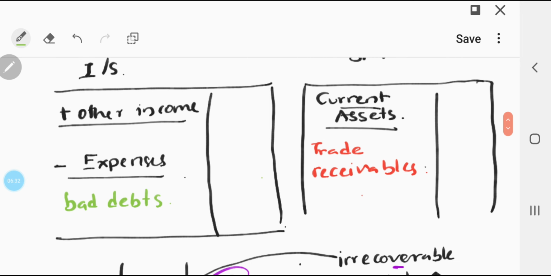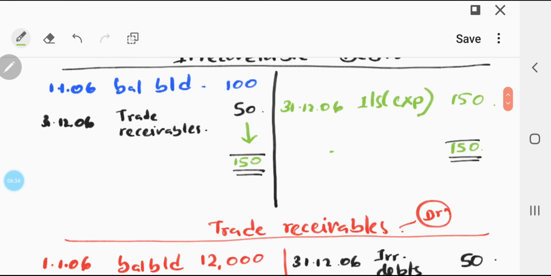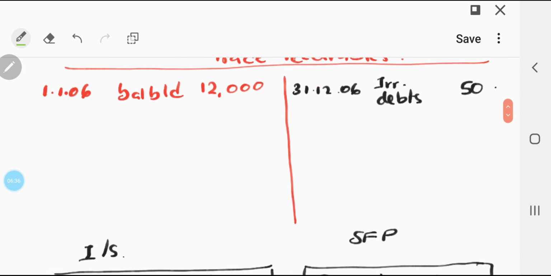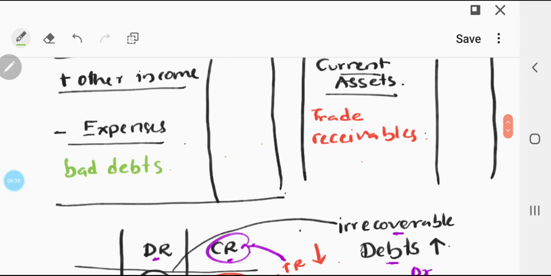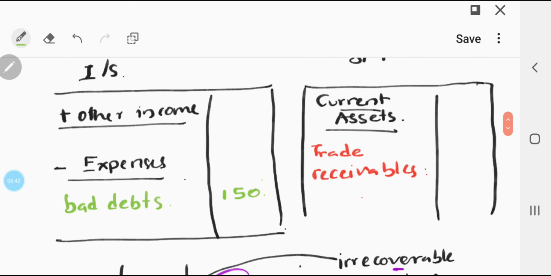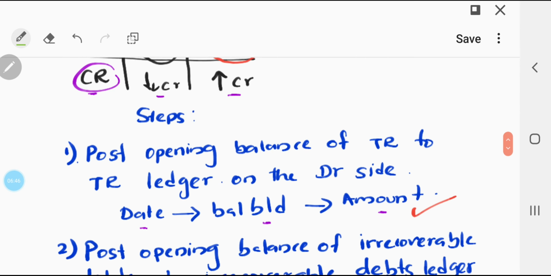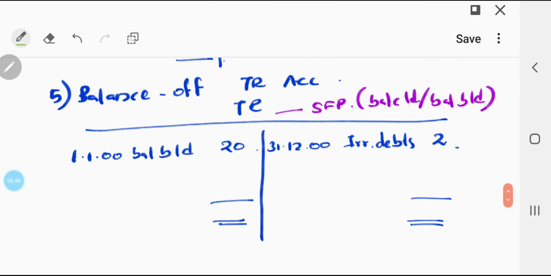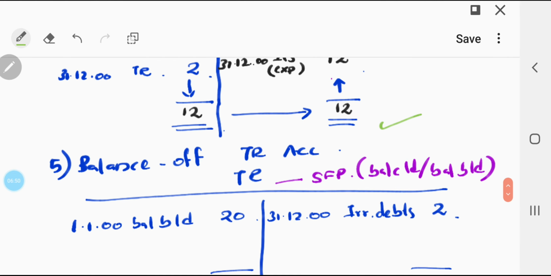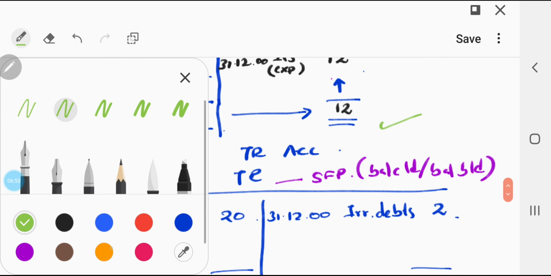Now let's enter this value, which is worth 150 for the current year, on the income statement and under the category of expense. Now let's move to the next step. We are done with this. Now the last step.